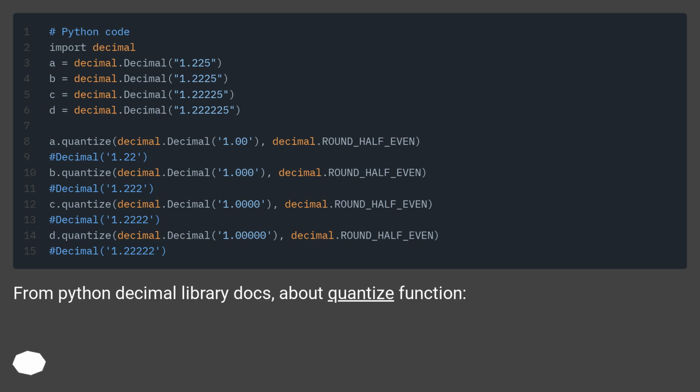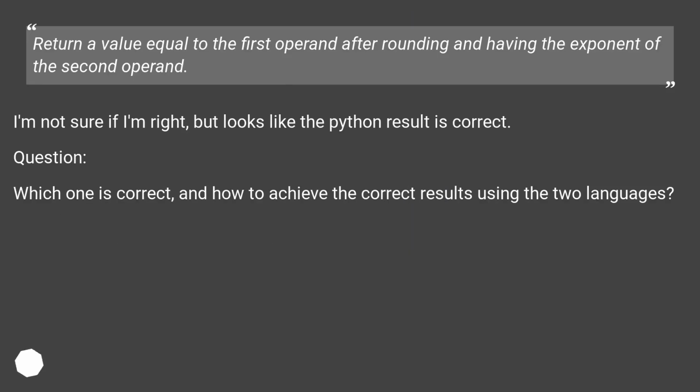From the Python Decimal Library Docs, about the quantize function: return a value equal to the first operand after rounding and having the exponent of the second operand. I'm not sure if I'm right, but it looks like the Python result is correct. Question: which one is correct, and how to achieve the correct results using the two languages?